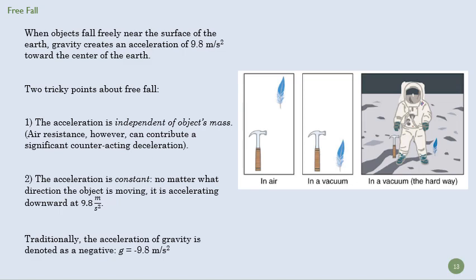Now, if we think of that as a vector, we're going to put a negative sign there because we're usually going to say up is positive and down is negative. And we call that acceleration g. So you'll see that in a lot of equations.